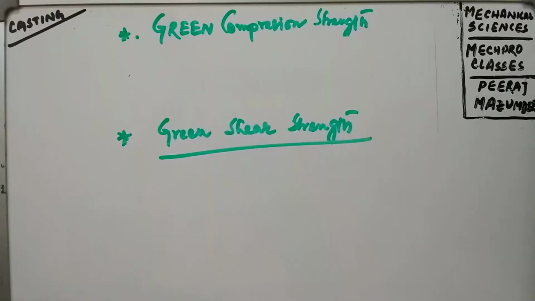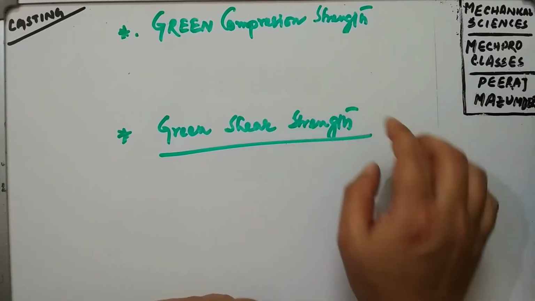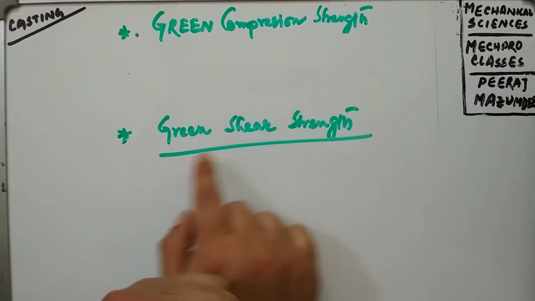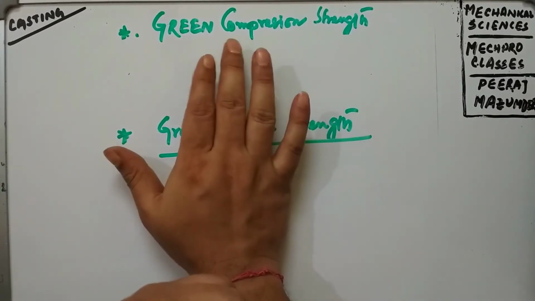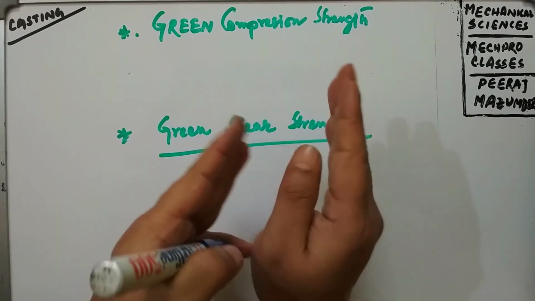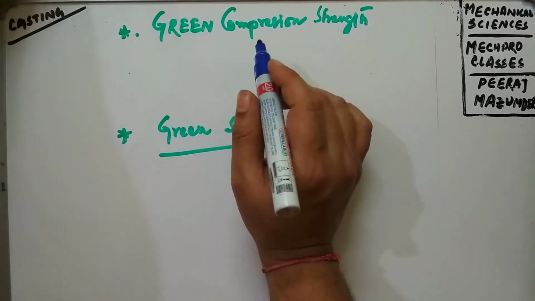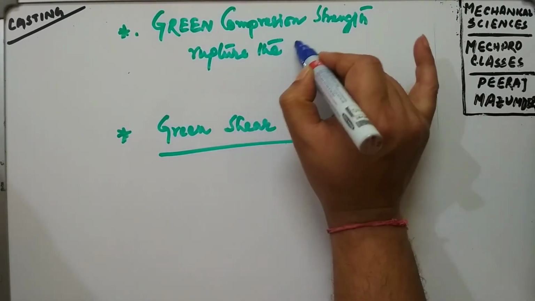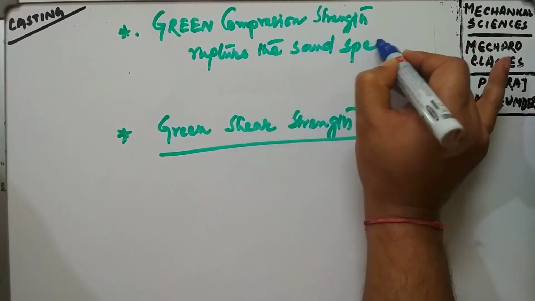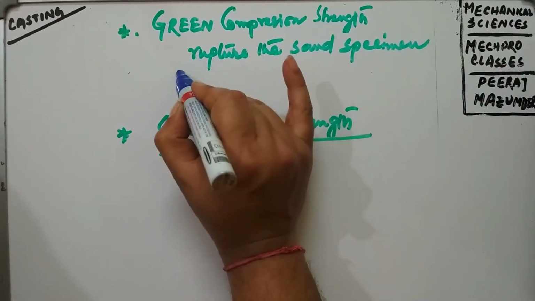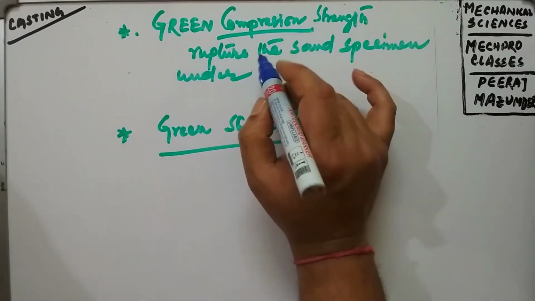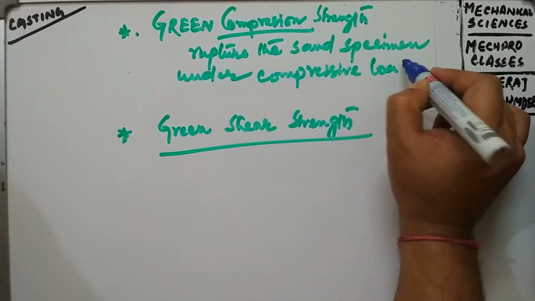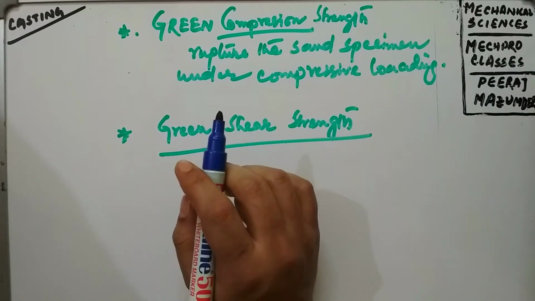Look, I forgot to mention two more strengths of the molding sand, that is the green compression strength and the green shear strength as well. Now look, green compression strength, or simply green strength, generally refers to the stress required to rupture the sand specimen under compressive loading. So that is the green compressive strength.